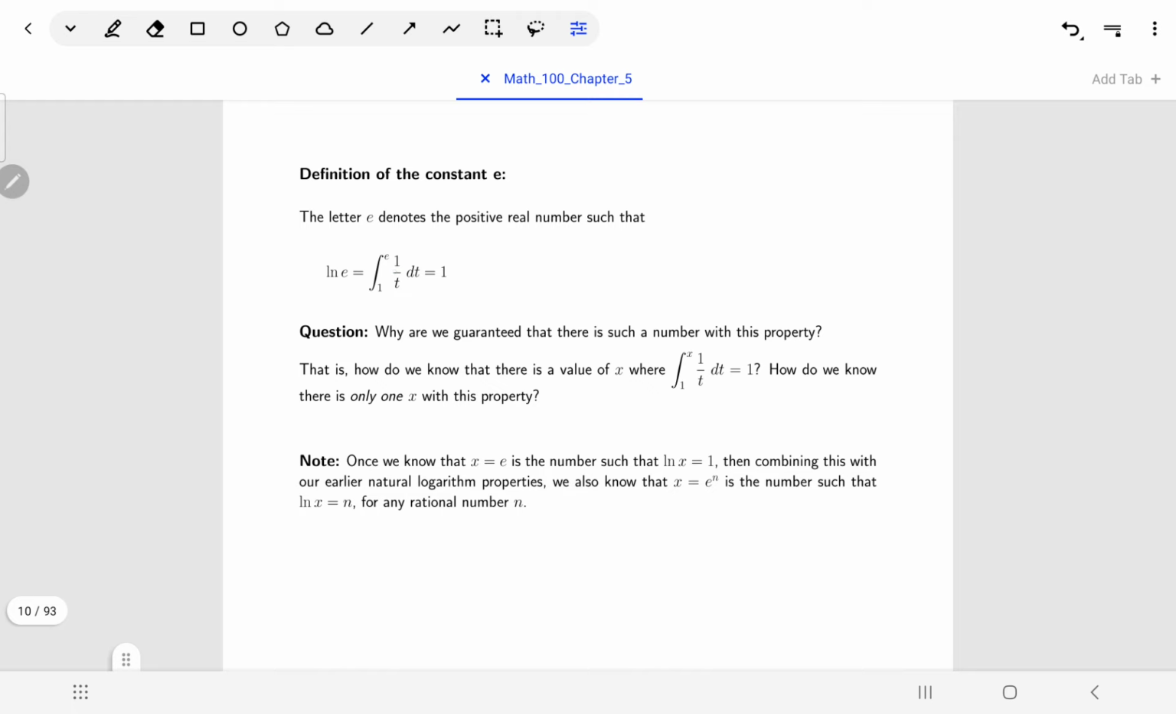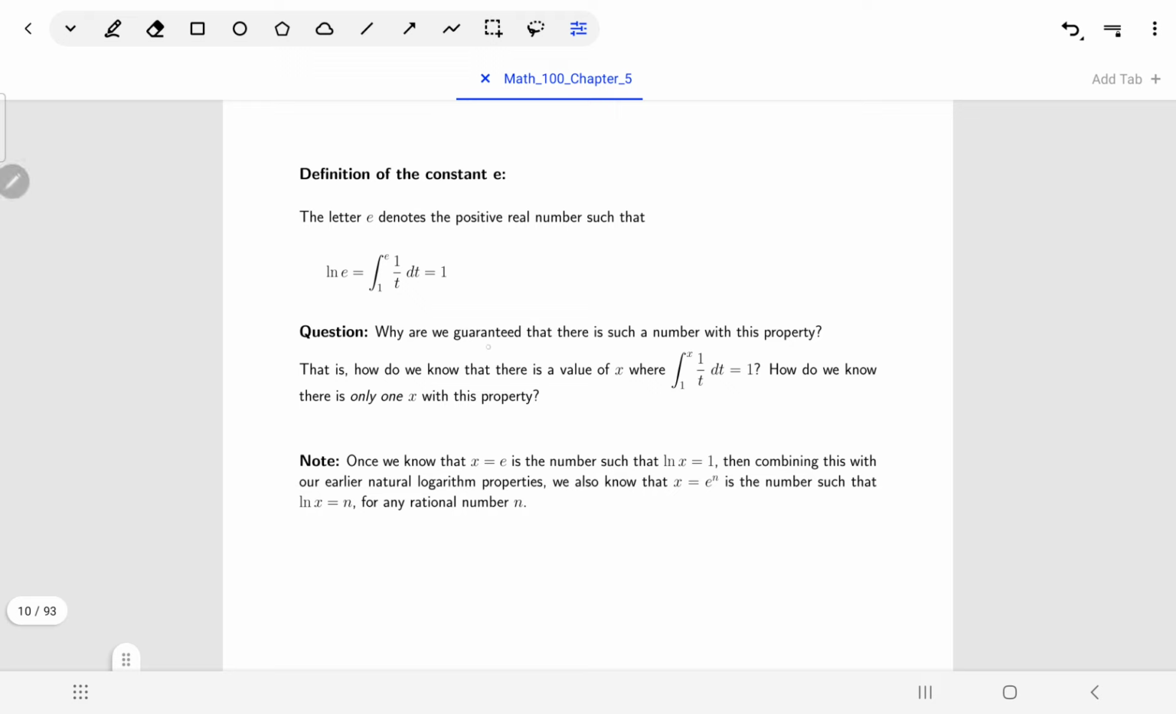So the question, of course, on everyone's mind is, number one, why do we do this? And number two, how do we know that this even works? Like, how do I know that there's a number out there where the area must be 1? How do I know that there's only one number that has that property? How do I know that this is a reasonable definition? Because if I want to define a number, I want to make sure that I'm defining it as only one single thing, that there might not be three things that have that property.